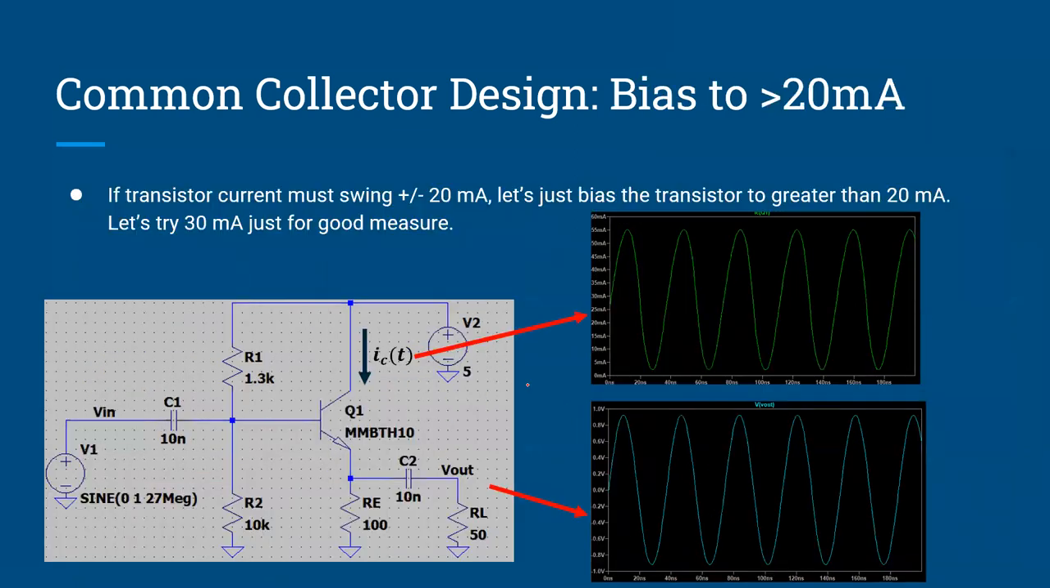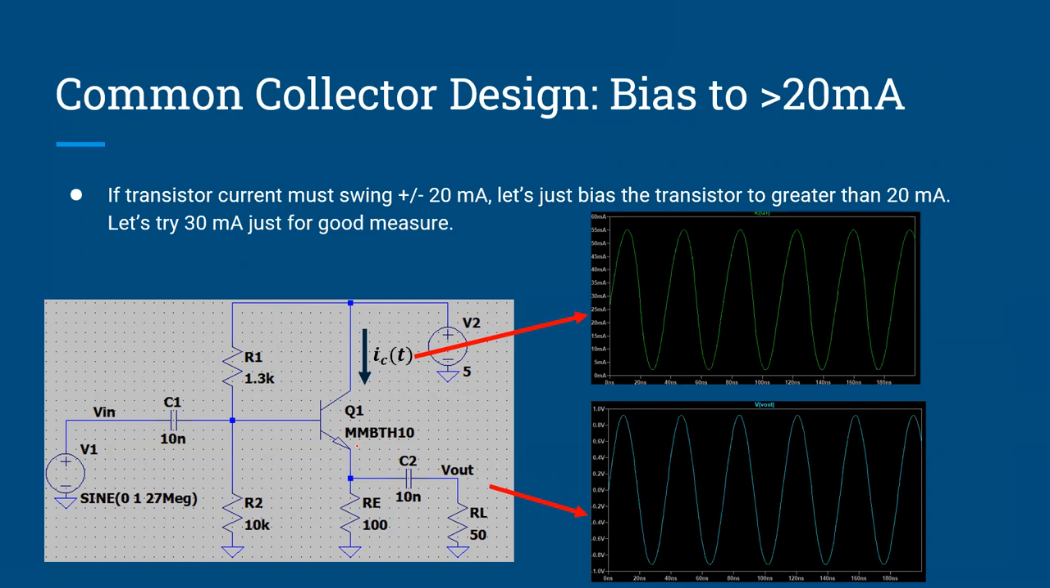So the solution is you just have to bias the transistor at a higher current. We know that the current swing into the 50 ohm load has to be plus or minus 20 milliamps, right? Because we wanted a 10 milliwatt power going into the 50 ohm load. So plus or minus 20 milliamps. So let's try to bias the transistor to something larger than 20 milliamps. How about 30 milliamps?